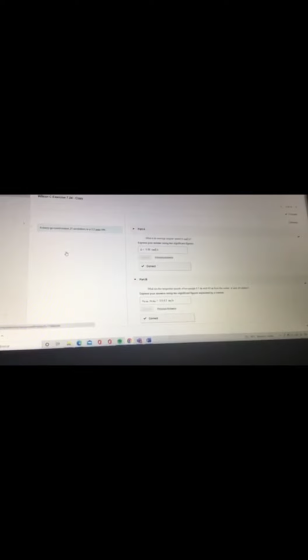Part B. Tangential speed is requested given the radius of two meters. We just need to multiply the radius times the angular speed to get the tangential speed.